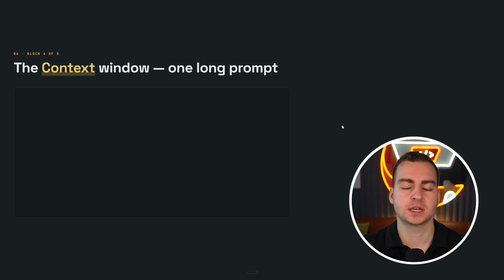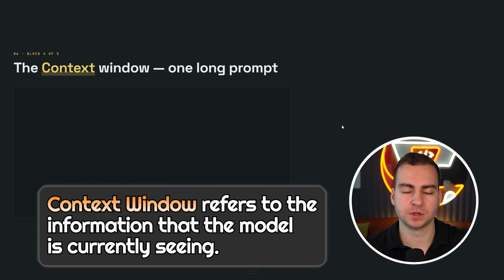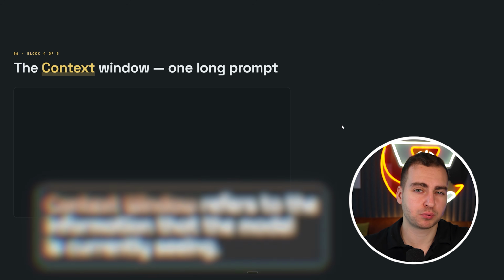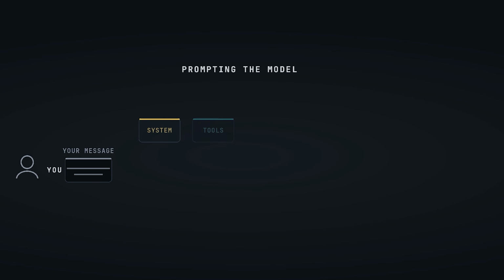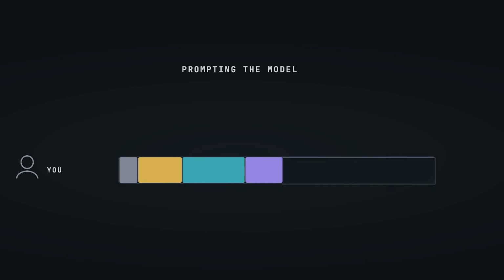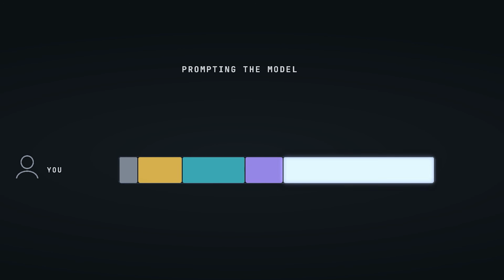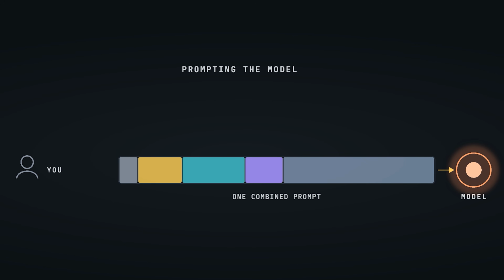Next, let's talk about the context window, where this is all going to start to make a little bit more sense. So when we say context window, this just refers to the information that the model is currently seeing. This is pretty much the same thing as a prompt. It's just one super long prompt. So what you say to the model is you prompting it, right? But that information that you say is being combined with a ton of other text, and that other text includes a lot of the information that we just talked about.